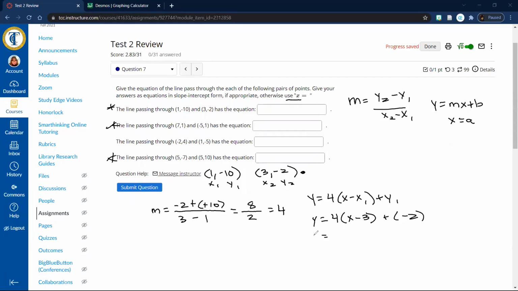What's the next step? Distribute the 4. Yep, got to distribute that 4 to both terms. So you have 4x minus 12 minus 2, which equals 4x minus 14. And that is our equation. Y equals 4x minus 14. Any questions on that one?